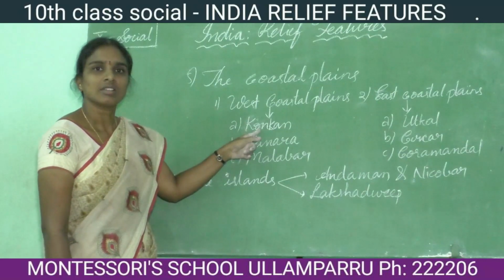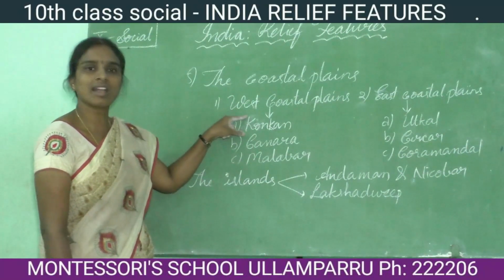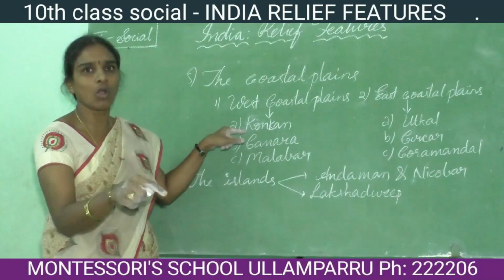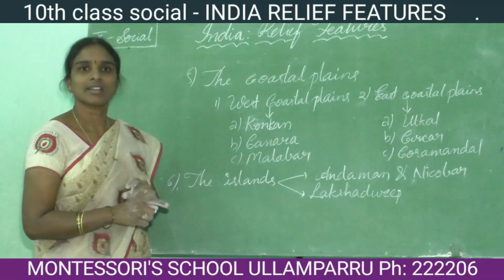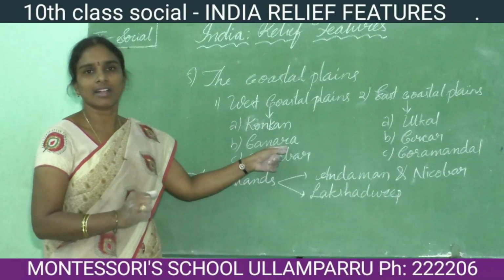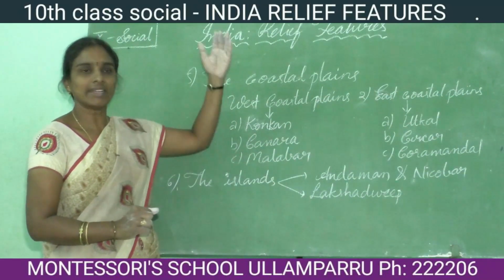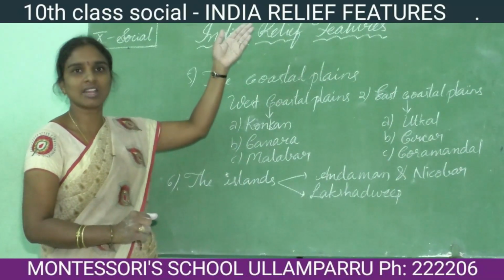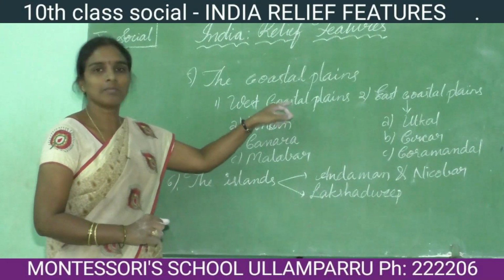Konkan coast stretches into Maharashtra and Goa. Maharashtra and Goa plain region comes under Konkan. Kerala is the place of Karnataka. Then Malabar is Kerala. Like that, it stretches from Maharashtra to Kerala. So that is the west coastal plain region.